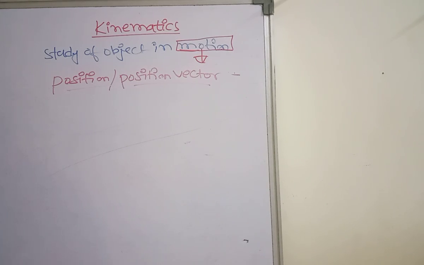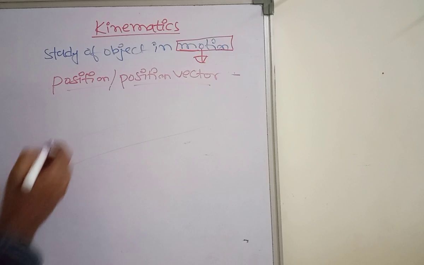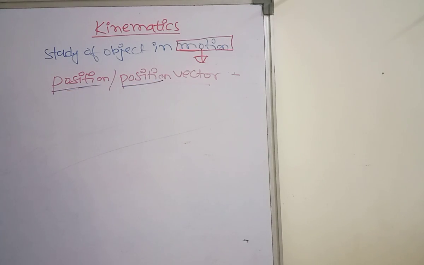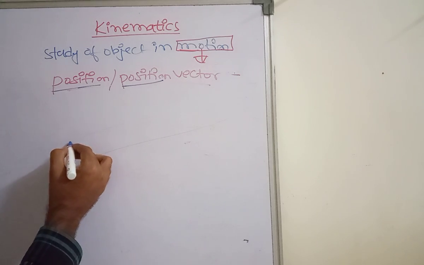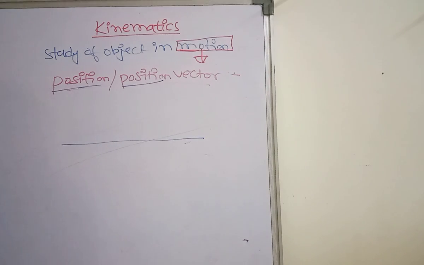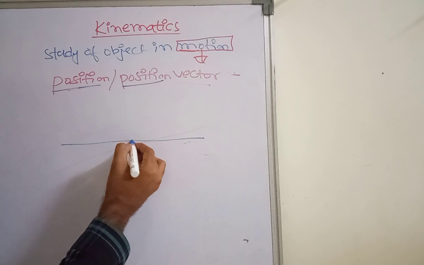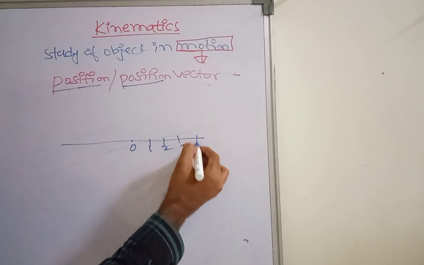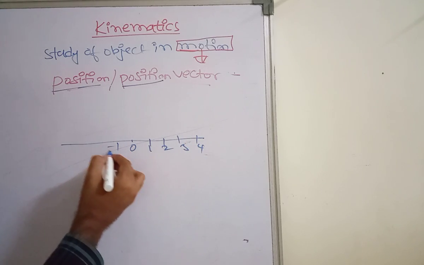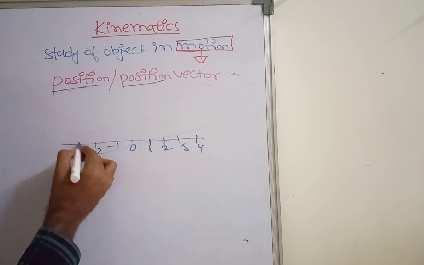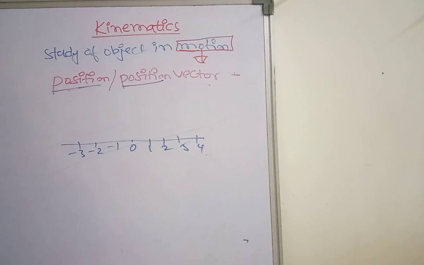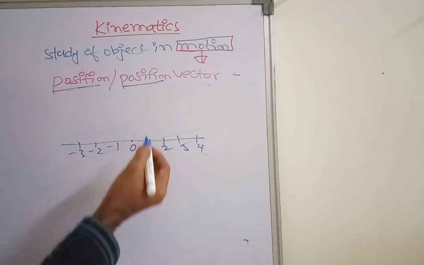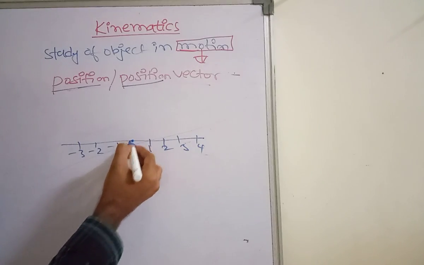It is the exact location of the object with respect to a reference. Suppose I am drawing a reference line, and on this reference line I am marking from 0: 0, 1, 2, 3, 4, and on the left side -1, -2, -3. So what is my position vector? It is the exact location of the object with respect to the reference. Here I am taking the reference point 0.